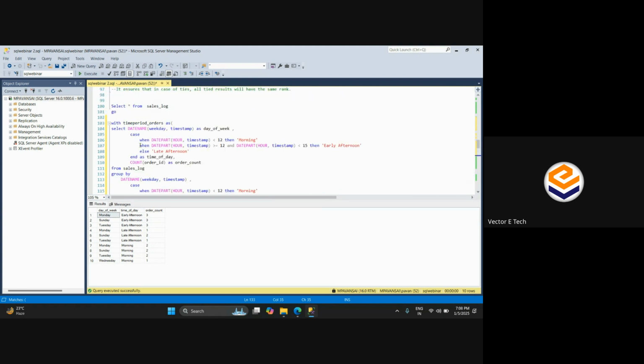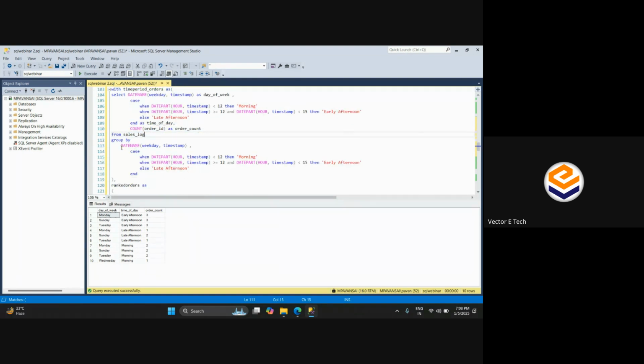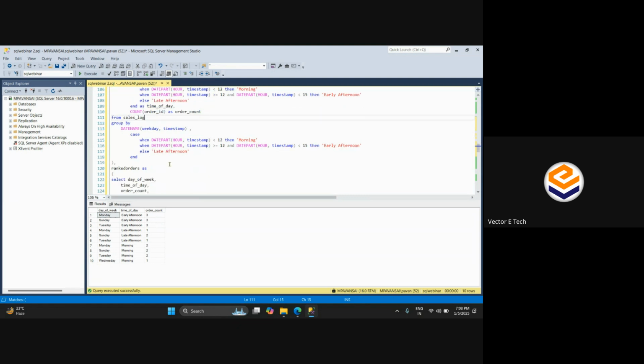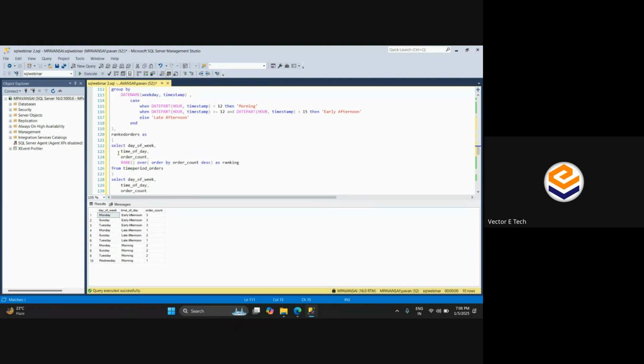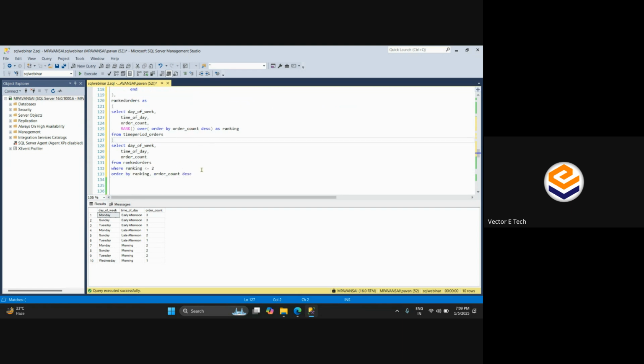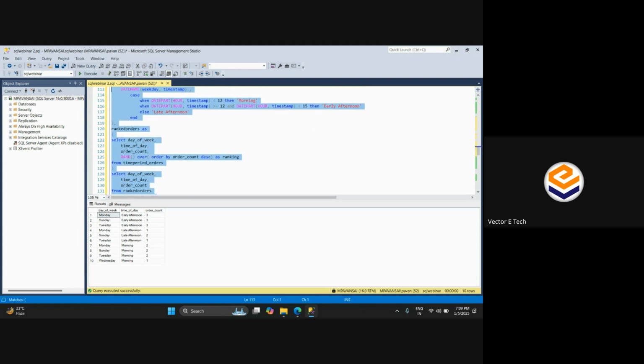Let me explain. We calculated the day of the week, right? We may use the case when statement to make sure that, based upon the hour, it is categorized as morning, early afternoon, late afternoon, and we counted the order count, and we used group by on the same columns, right? And in the ranking CTE, we ranked those columns based upon the order count in descending order. And we have to find those rankings where it is less than or equal to 2, because they will give me the top 2 busiest times.